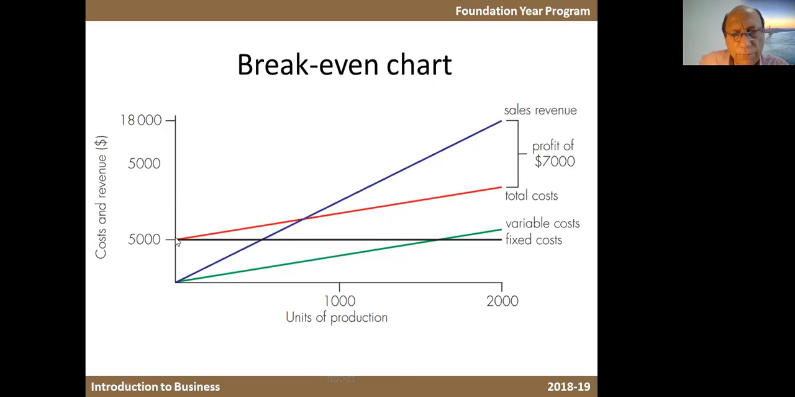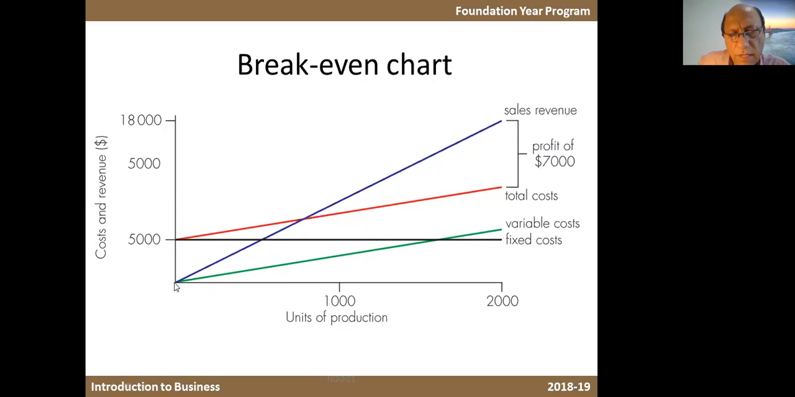First, this is a cost. The black one is the fixed cost. It doesn't change along with the number of production units. Number two is the green. Green is the variable cost. As you're producing more, you're consuming more raw material. And the sum of black and green is red. Red is the total cost, the sum of the variable and fixed cost.